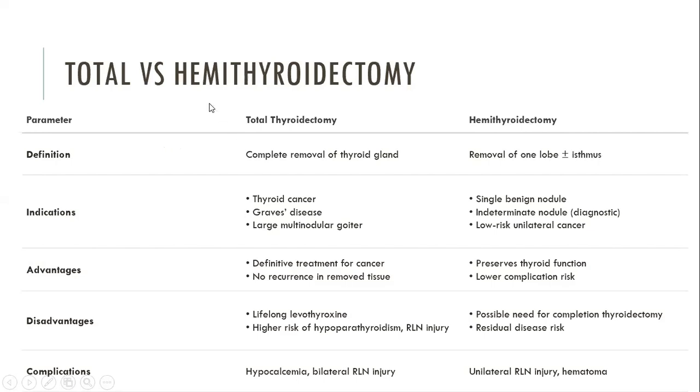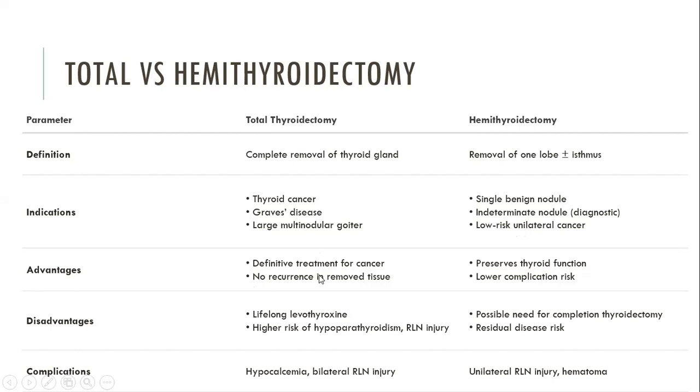Now, if we compare total versus hemithyroidectomy, these are a few comparisons. Total thyroidectomy is complete removal of the thyroid gland, and hemithyroidectomy is removal of one lobe plus the isthmus. For total thyroidectomy, indications are thyroid cancer, Graves' disease, or a large multinodular goiter. While hemithyroidectomy is for single benign nodules, any indeterminate nodule removed for diagnostic purposes, and any low risk unilateral cancer.